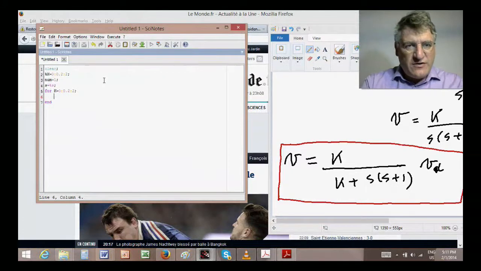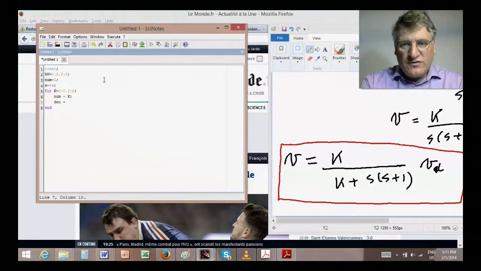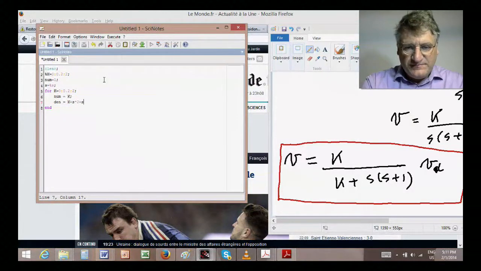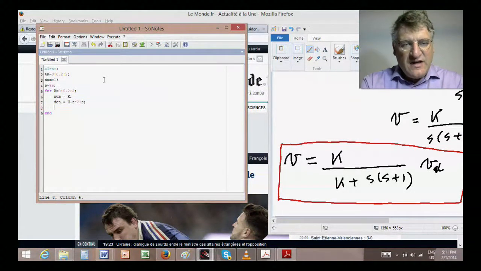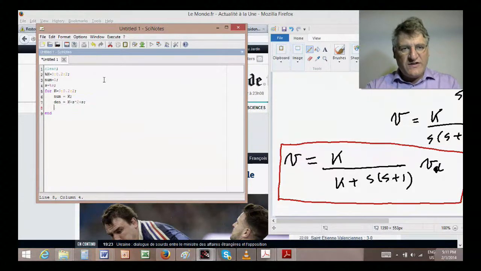We're going to have to change our numerator, and we say num is equal to k. The denominator is equal to k plus s squared plus s. And we are now interested in plotting the response of the system.